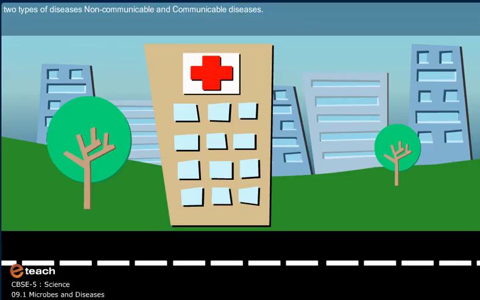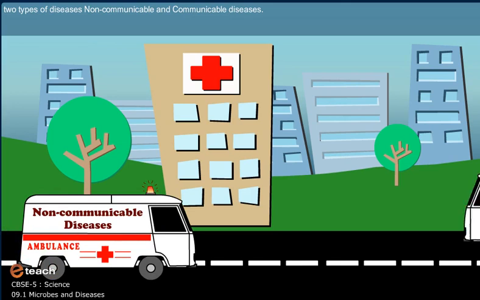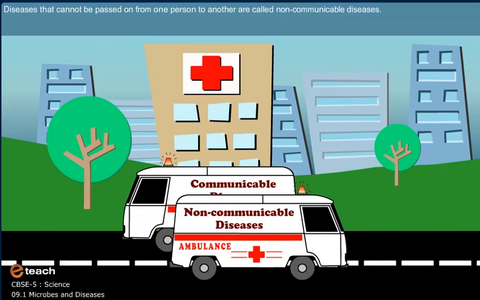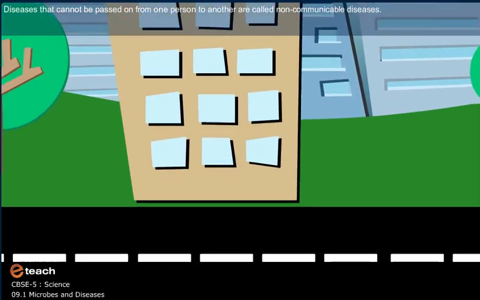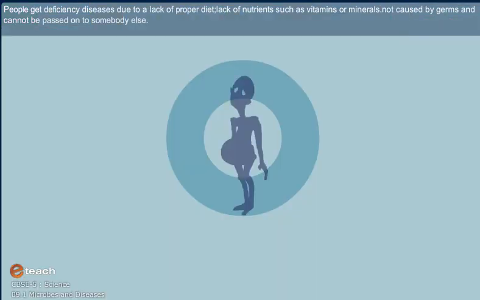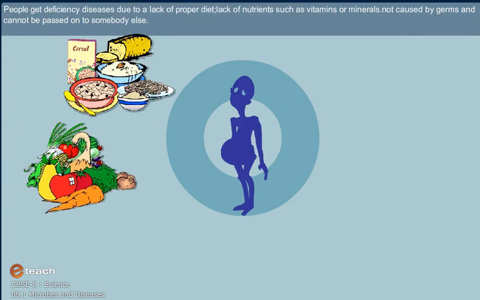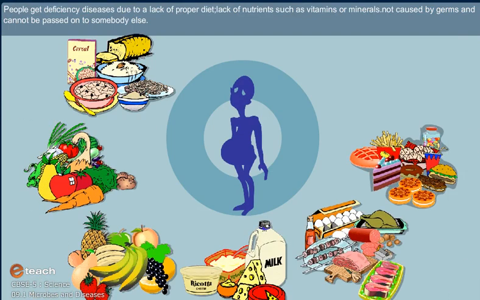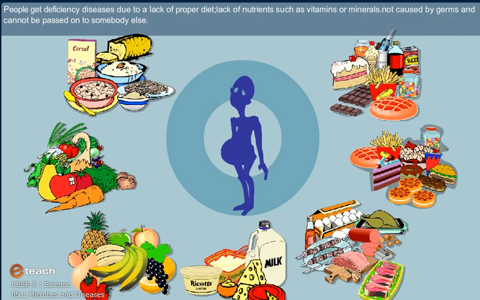There are two types of diseases, non-communicable and communicable diseases. Diseases that cannot be passed on from one person to another are called non-communicable diseases. People get deficiency diseases due to a lack of proper diet, maybe a lack of nutrients such as vitamins or minerals. These are not caused by germs and cannot be passed on to somebody else.